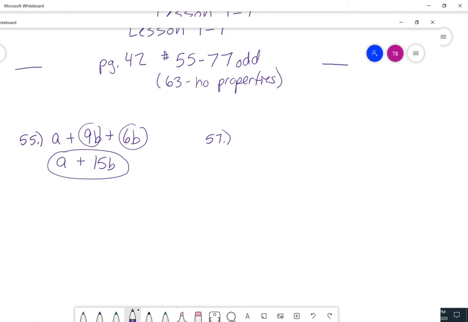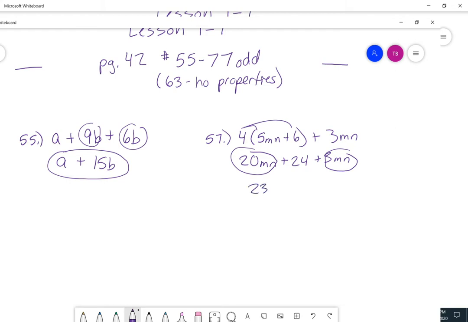Number 57, we have 4 times 5mn plus 6 plus 3mn. I'm going to distribute the 4 to both terms in the parentheses. So I get 20mn plus 24 plus 3mn. My like terms are the mn's, so I get 23mn plus 24, and there's my answer.